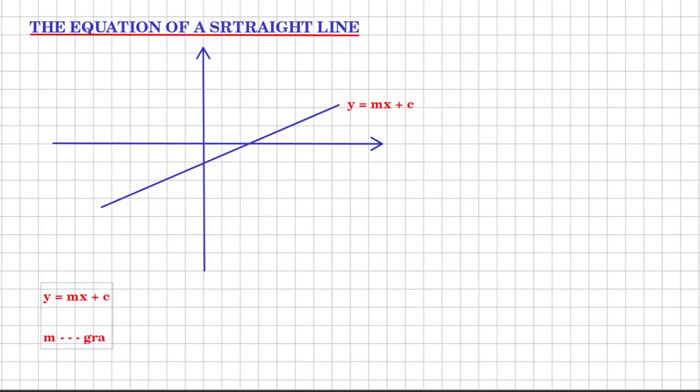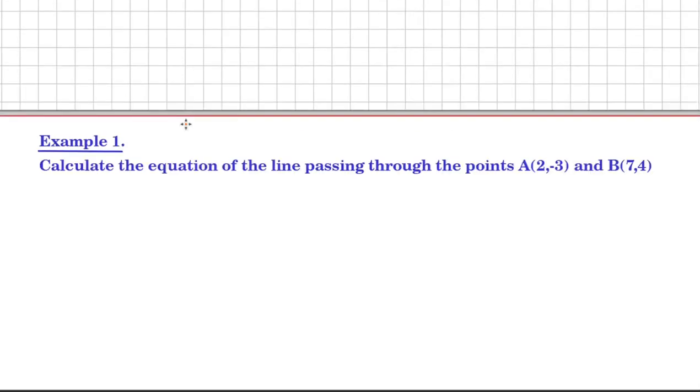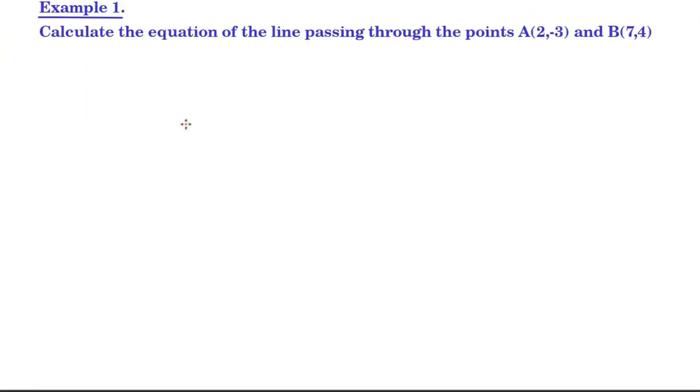This is the gradient, or rather the measure of the steepness of that line in relation to the horizontal axis. Now, the value c will give you the y-intercept. This is the y-intercept, or rather the y-cut. Now, let's jump straight to examples in this video. Example number 1. You were given 2 points.